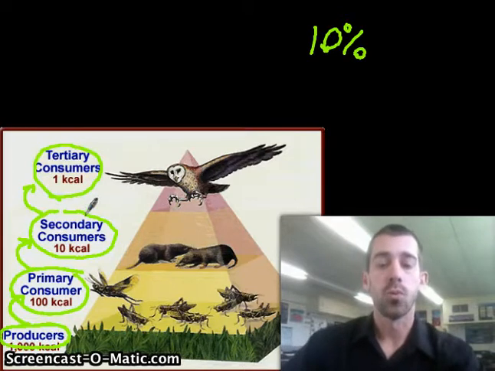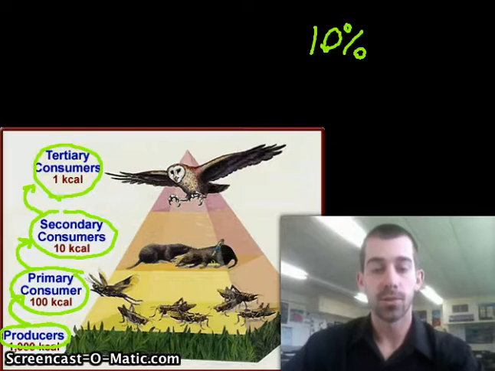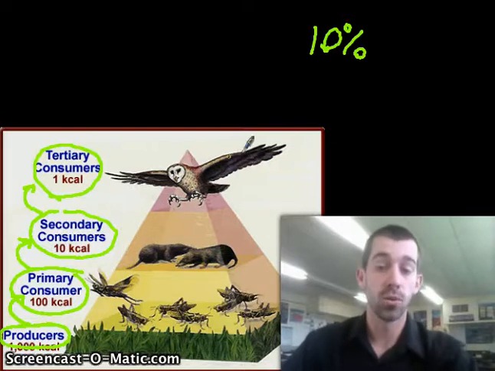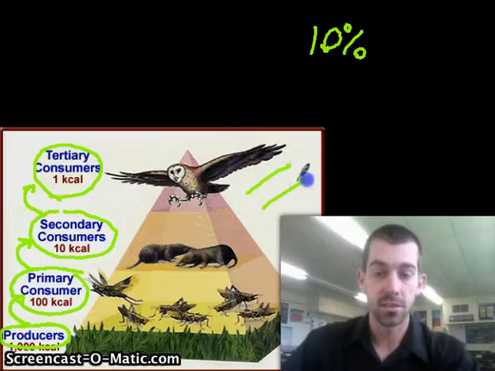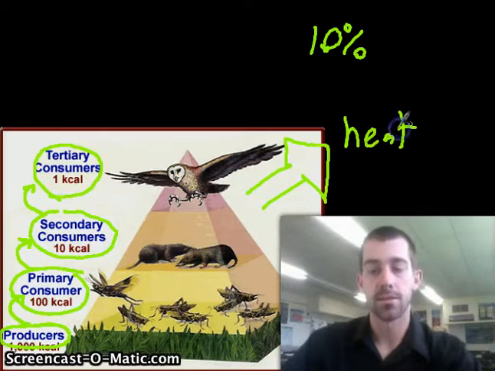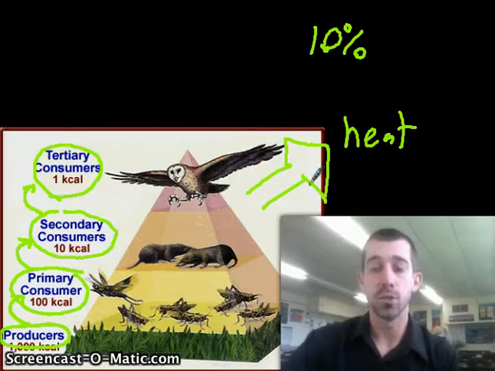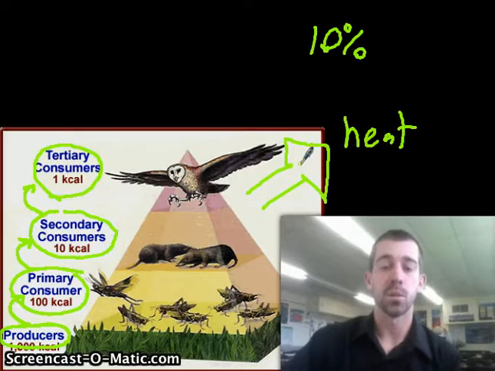And you might wonder, well, where is the energy going? If the owl eats this rodent and only gets a tenth of the energy, well, all the rest of the energy that gets lost is lost as heat back into the environment. And that heat energy can't be used by living things. It has to be replenished by bringing more energy in from light by the producers.